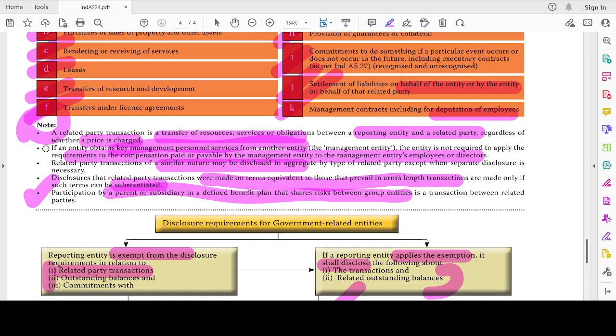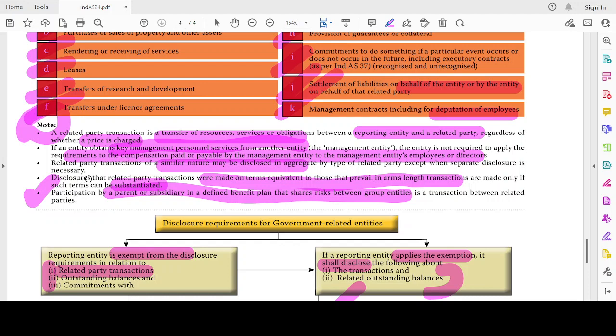Okay. I will also explain this point. If an entity obtains key management personnel services from another entity, okay, I am getting the key management personnel services from another entity. So, as management entity, okay, the entity will not be required. What I am paying, I have to disclose. What the other entity is paying to its employees, I will not be disclosing. Okay, clear? Yeah, no. Moving on to the next point.